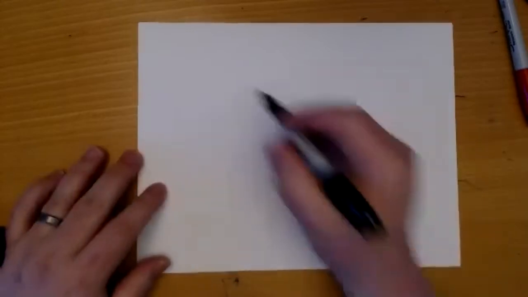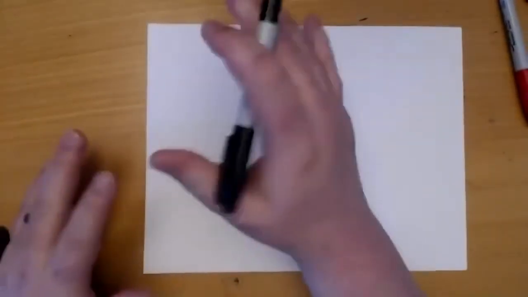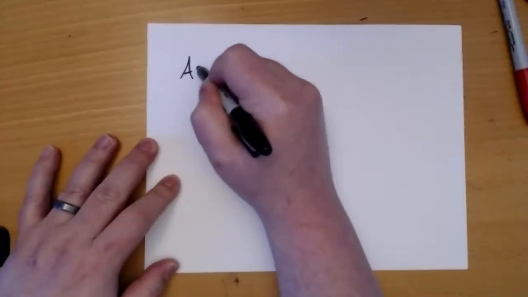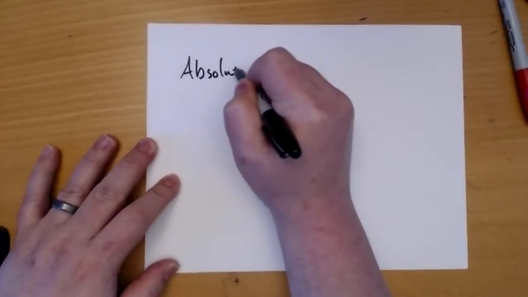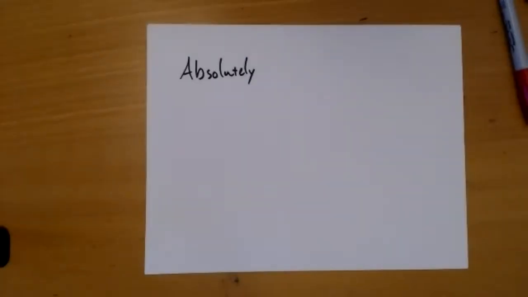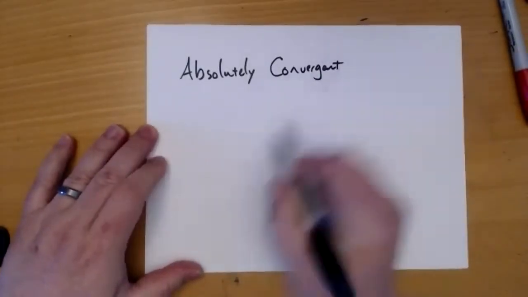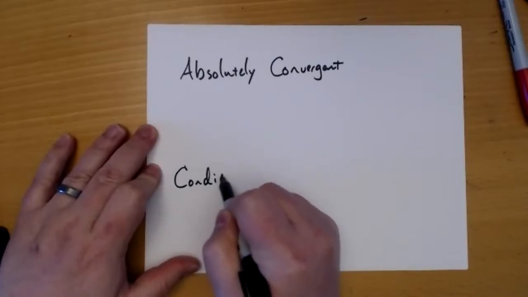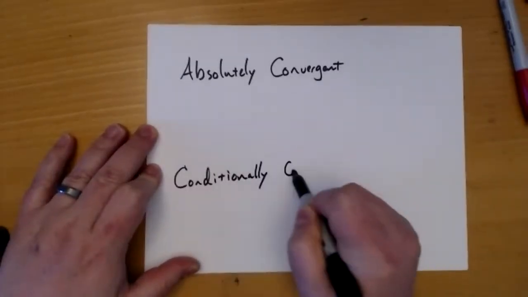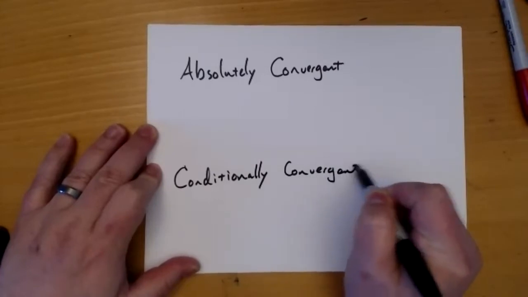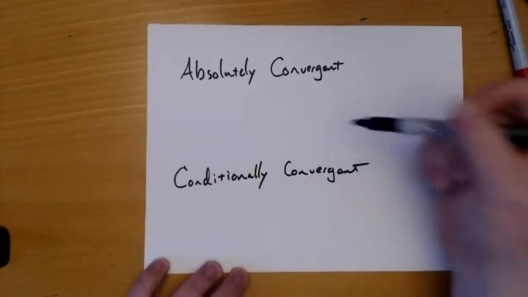All right, so I want to dip back to the alternating series for just a second, and I want to talk about two vocabulary terms: absolutely convergent and conditionally convergent.